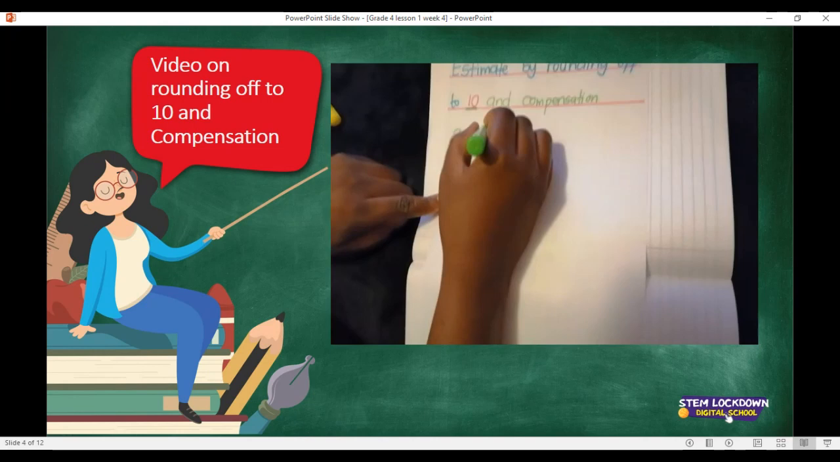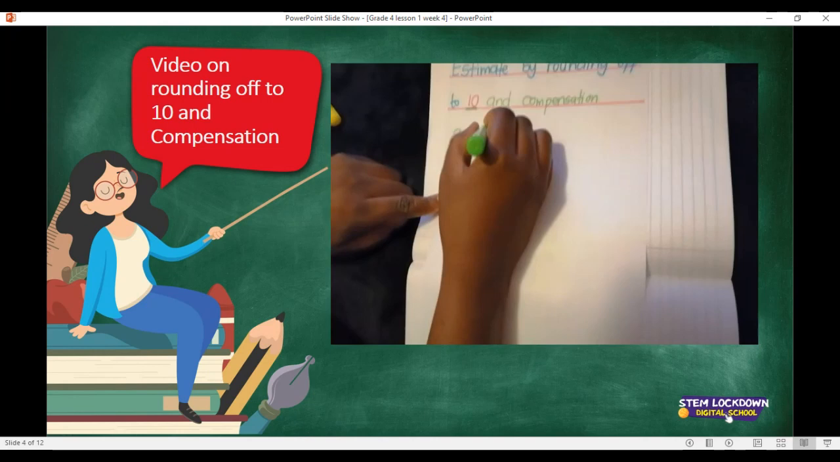Step number 3, I want you to listen here. Now we have to listen very carefully. Step number 3, you then take the number that you rounded off. That is where compensation comes in. The number that we rounded off, which was 22, we rounded it down to 20. So can you see that from 22 to 20, we actually lost something?